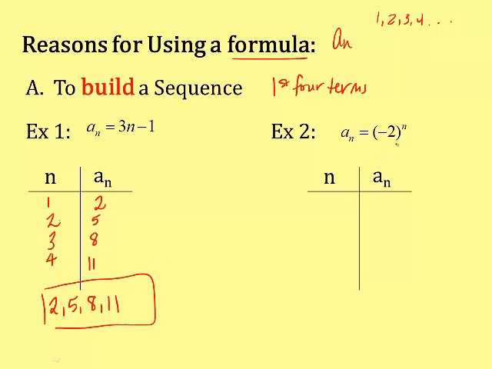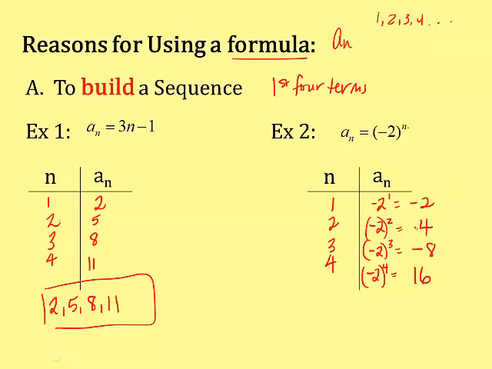Let's try another one. What if n is an exponent? Well, with the first 4 terms, I'm plugging in 1, 2, 3, 4 like always. Now I put in 1 up here, so I'm looking at negative 2 to the first power. Well, that's just negative 2. For 2, negative 2 squared, and when you square a negative, it becomes a positive. Negative 2 cubed, that's negative 2 times negative 2 times negative 2, which gives me negative 8. And then negative 2 to the 4th power would give me negative 8 times negative 2 makes it positive 16.